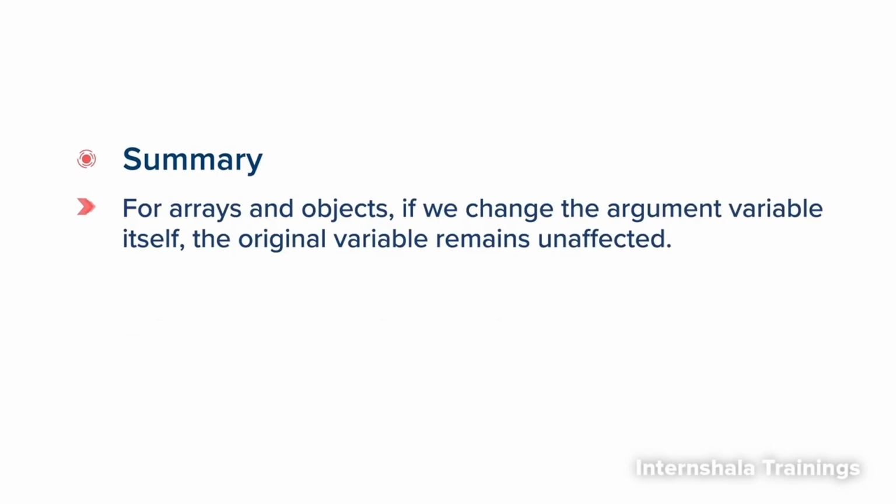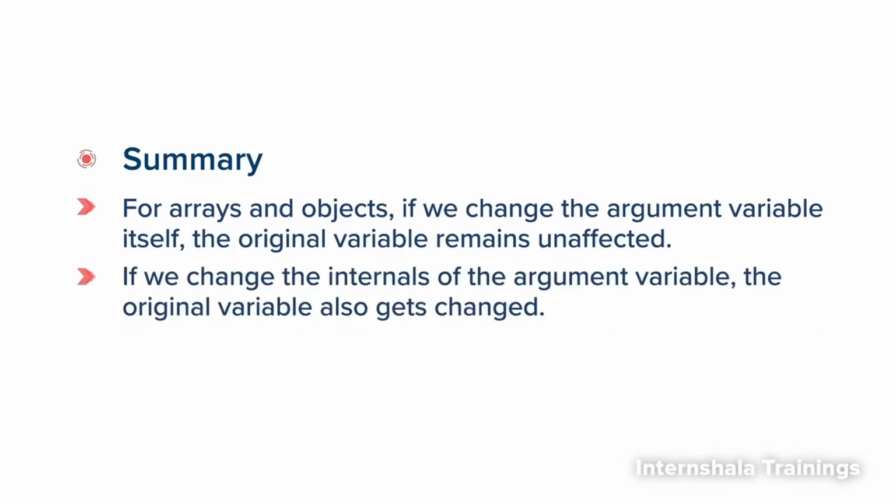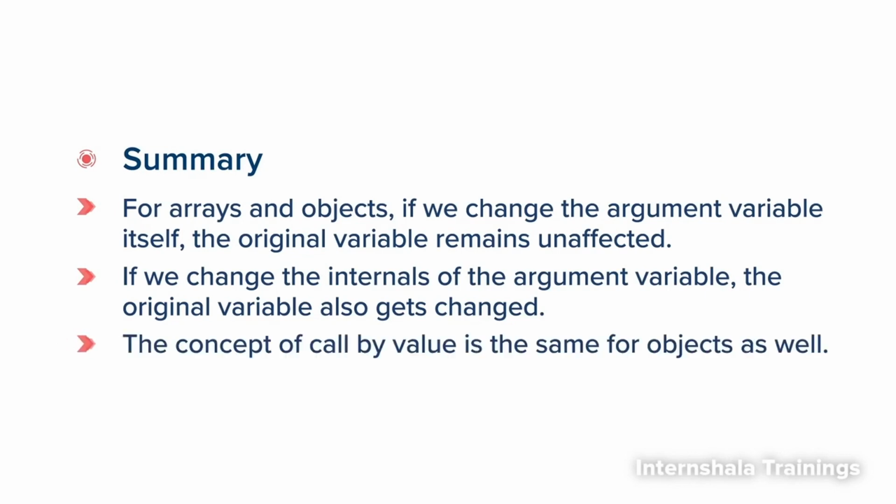To summarize, in JavaScript, arguments are always passed by value. For arrays and objects, if we change the argument variable itself, the original variable remains unaffected. But if we change the internals of the argument variable, the original variable also gets changed. Also, the concept of call by value is the same for objects as well. Don't worry if it seems confusing at this point. Things will become easy and simple as you will spend more time working with the language.